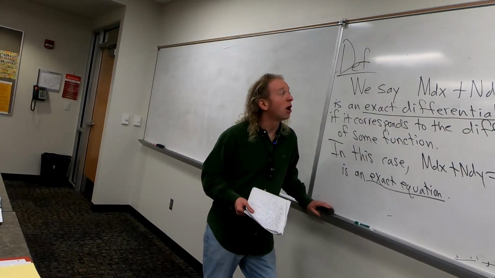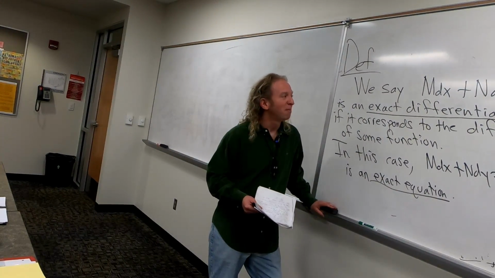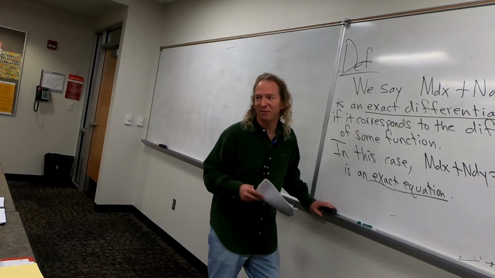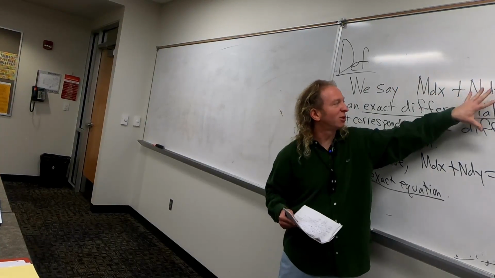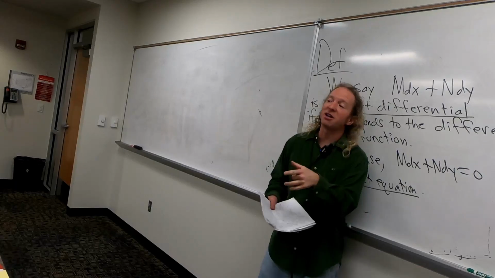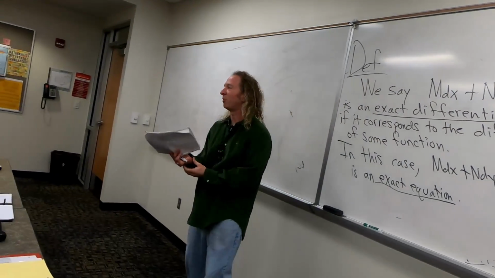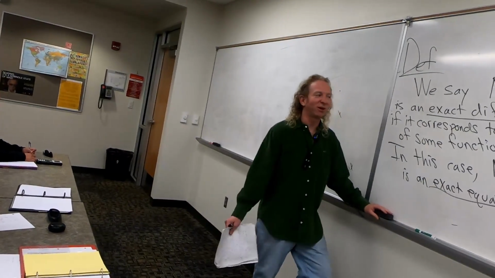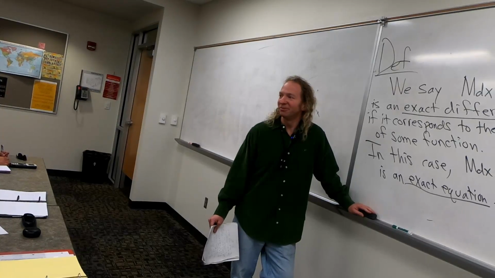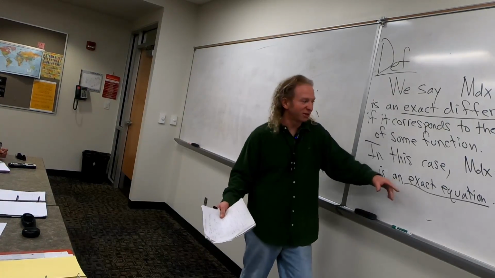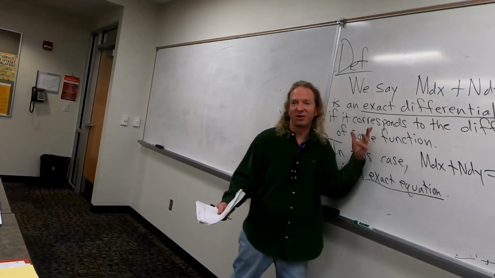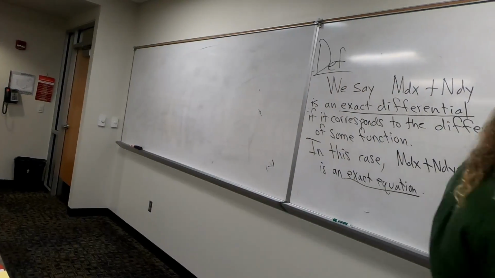Equals 0 for the top one? No, I know. I wanted to do it, but let me just stick to this. When it's not equal to 0, it's just called an exact differential. When you set it equal to 0, it's called an exact equation. Subtle difference, but I had to be correct because it's a classroom. See the difference though? This one's an equation, this one's not. That's the only difference.